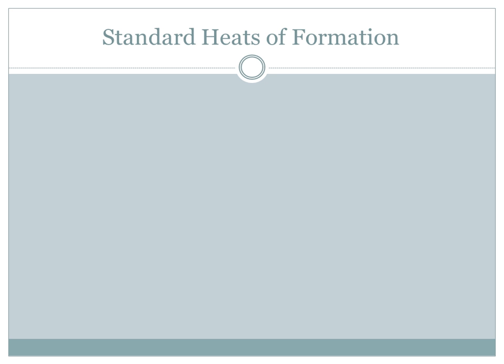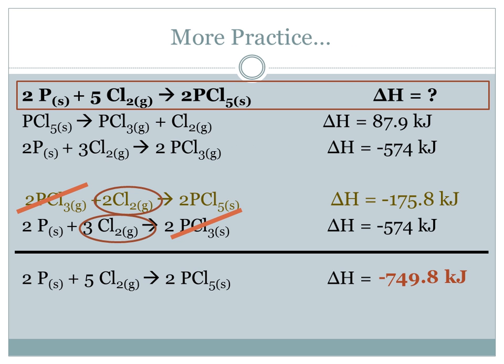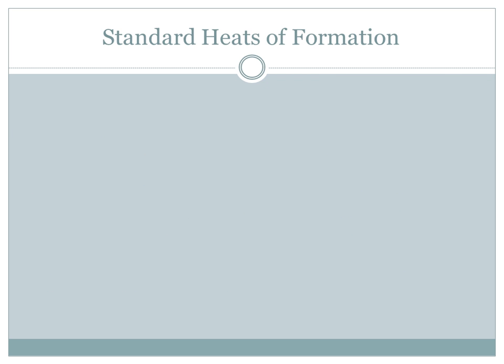Now let's talk about some different things, like the standard heats of formation. Scientists use something called standard states, which are conditions of 25 degrees Celsius and 1 atmosphere, to compare the enthalpy changes at different conditions, because we like to be able to compare things. Because what does it matter if the delta H there was negative 749.8 kilojoules? What does that matter if we don't have anything to compare it to, to know if that's high or low or whatever?